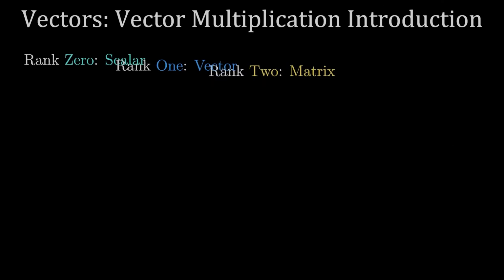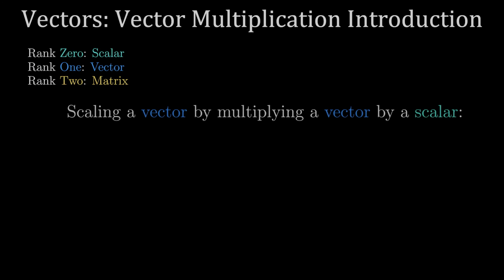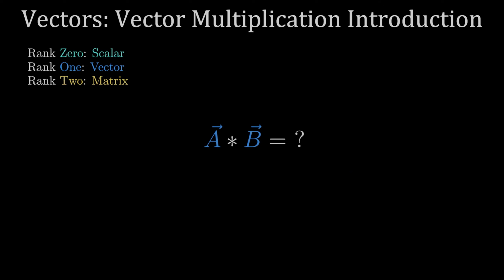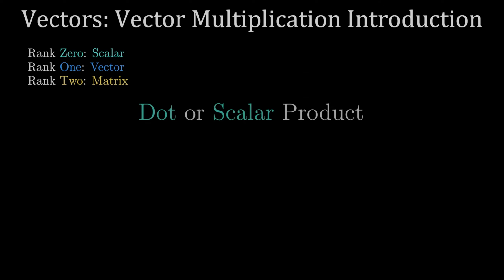Now, we've already seen how we can multiply a vector by a scalar. This is what we call scaling. Instead, let's turn our attention to answering the question, how do we multiply two vectors together? There are actually a number of ways we can multiply a vector with another vector. Kind of weird, right?